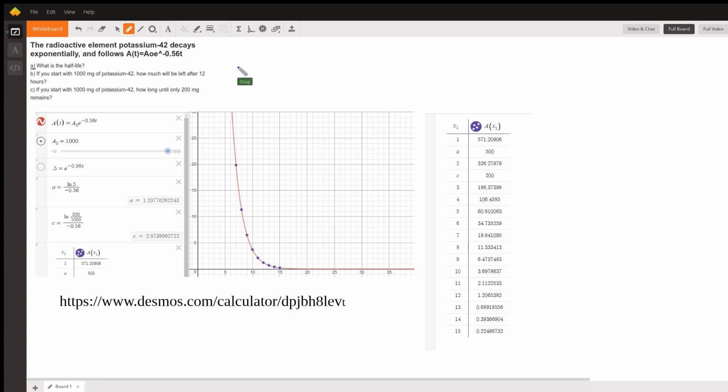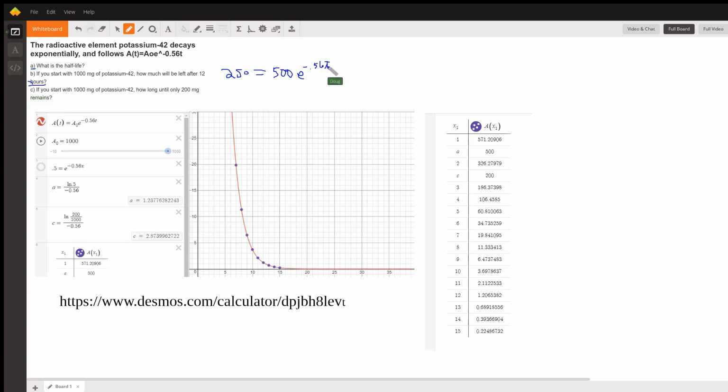So let's say that really the original amount was 500. And it's still e to the negative 0.56t. And we want to know how long, what is t, before there's half of what we started with left over, which would be 250. And by the way, I'm assuming t is in hours based on this comment right here, after 12 hours.